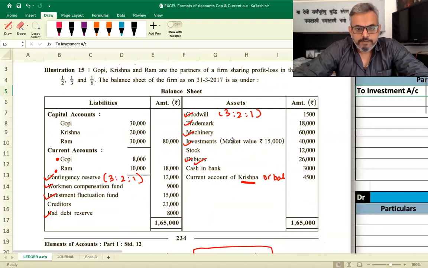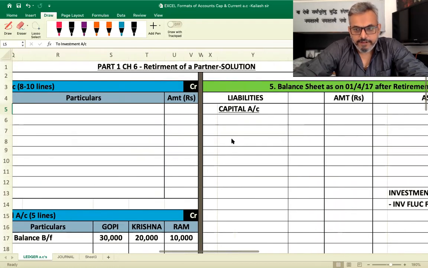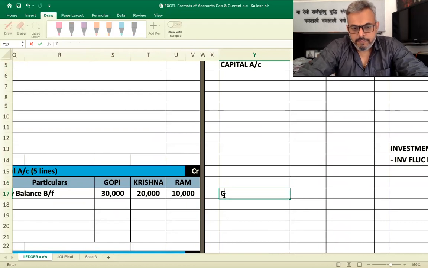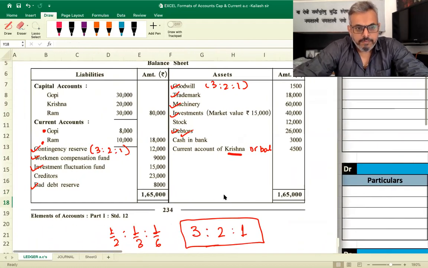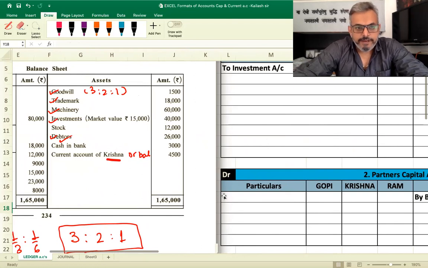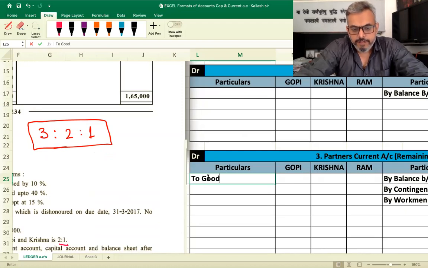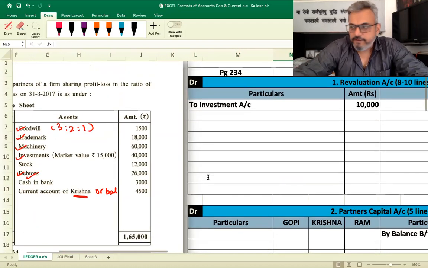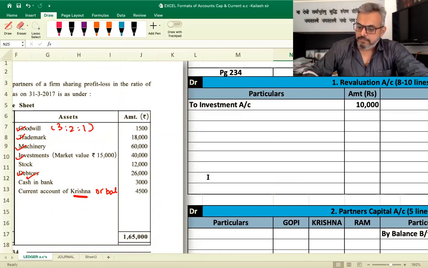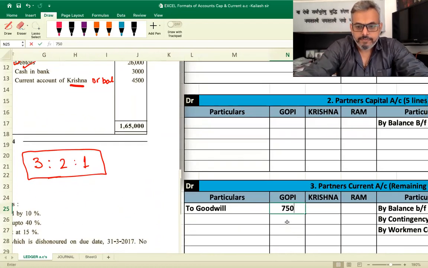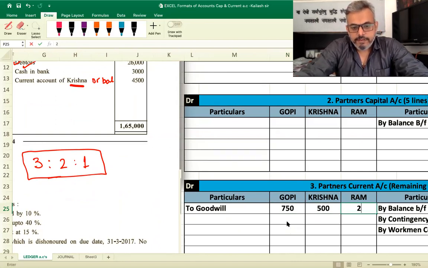Now, creditors, no adjustment, inner column 23,000. Bad debt reserve we will subtract from debtors. Goodwill: 3:2:1, the amount is 1500. So partners' current account debit side to goodwill 1500 in 3:2:1. So 250 into 3 is 750, into 2 is 500, and 250.